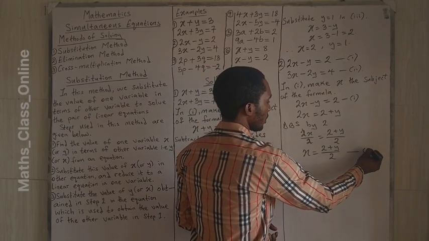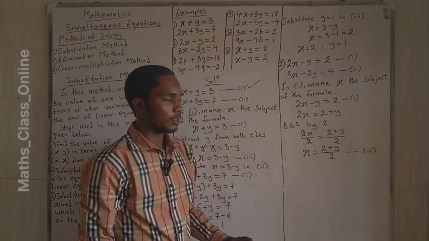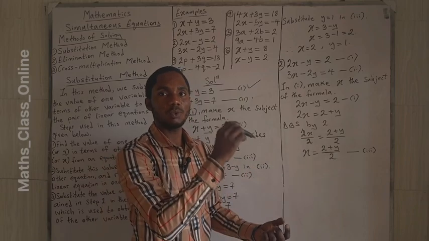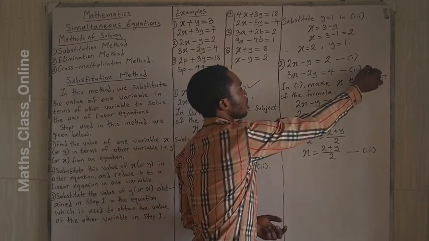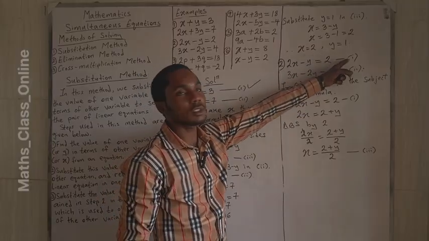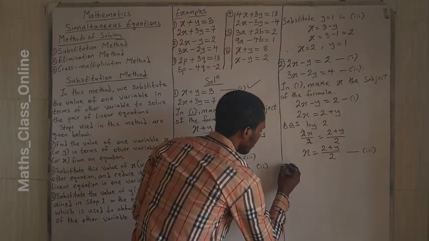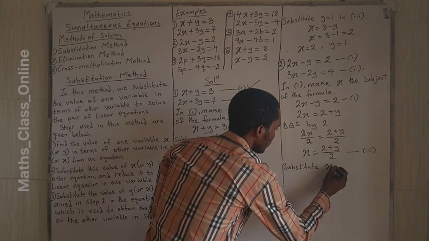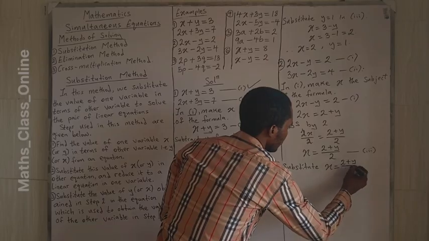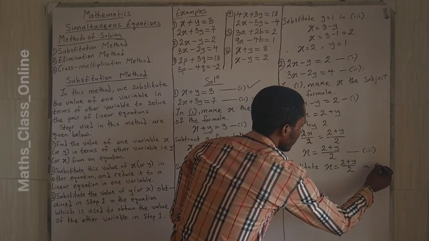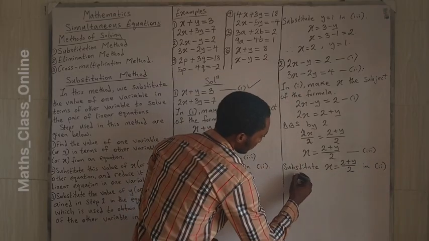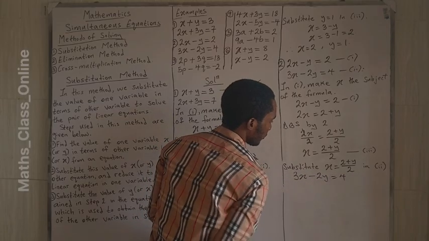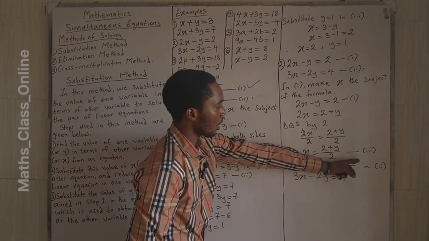And we call this equation 3. The next step is we are going to substitute x is equals to 2 plus y all over 2 into the other equation. And what is the other equation? That is equation 2. Because we have already made use of what? The equation 1. Equation 2 is 3x minus 2y equals to 4. What is x? 2 plus y all over 2.